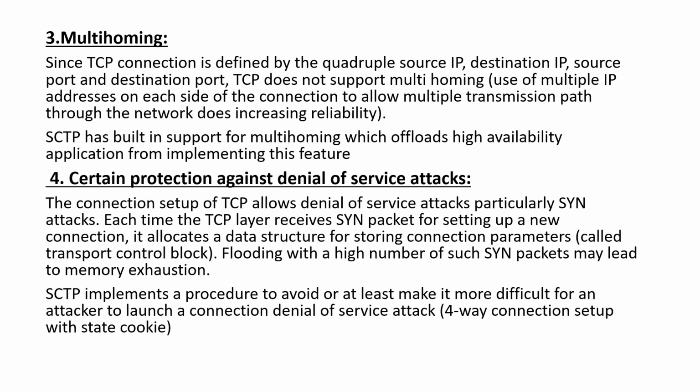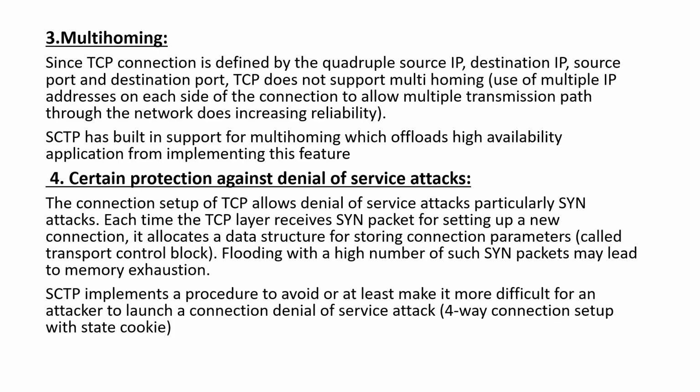Third one is multi-homing. Since a TCP connection is defined by the quadruple source IP, destination IP, source port and destination port, TCP does not support multi-homing, meaning use of multiple IP addresses on each side of the connection to allow multiple transmission paths through the network, thus increasing reliability. SCTP has built-in support for multi-homing, which offloads high-availability applications from implementing this feature.